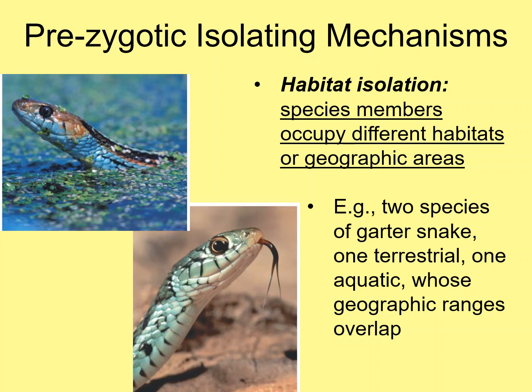because the species are using the habitat in such a way that they just don't interact with each other. So here we've got an example of two different species of garter snake. And they can live right alongside each other. One's terrestrial, though, and as you can see from the photograph, the other one is aquatic, meaning it spends most of its time in the water. And so even though their overall geographic range will overlap, they really are foraging for different food items, they're spending their time differently, and they just don't have the opportunity to interact with each other to result in any mating.